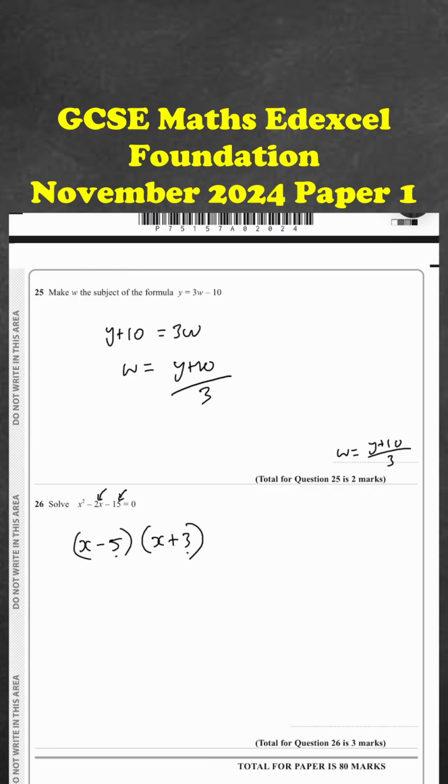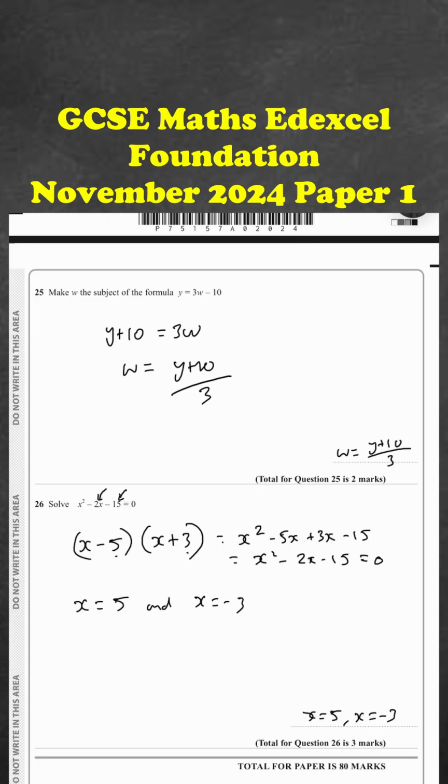Just to check, if we were to expand this out, this would be x squared minus 5x plus 3x minus 15, which is the same as x squared minus 2x minus 15, as we wanted. And we'll put equals 0 there. So that means our solutions are x equals 5 and x equals minus 3. And that is the end of the paper.